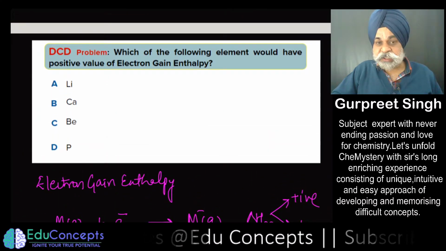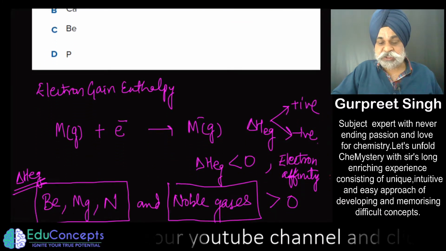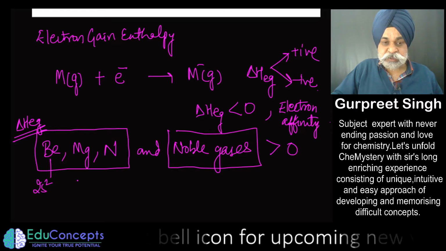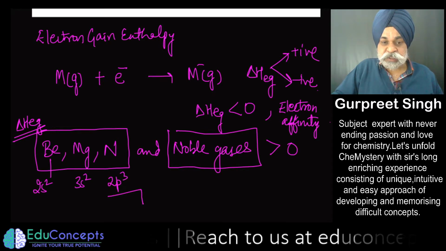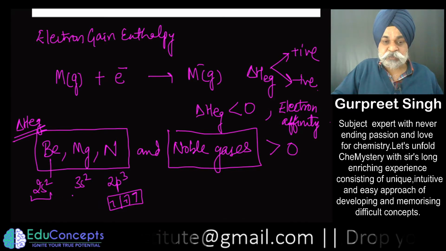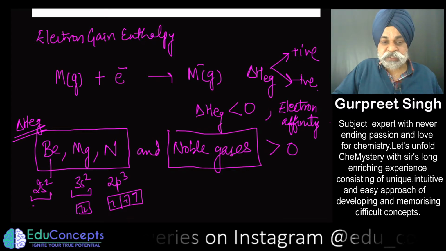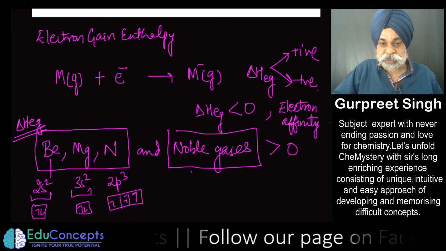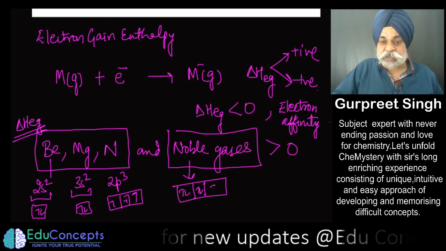Now we have to understand why it is happening so. That is the conceptual understanding of the topic. Beryllium is 2s2, magnesium is 3s2, and nitrogen is 2p3. Nitrogen has a sort of half-filled configuration, and these two, being small in size, have a pseudo noble gas type of configuration, because the last valence subshell is fully filled, so there is no tendency to accept an electron. That could be the reason, and in the noble gases the shell is fully filled. So we say these.